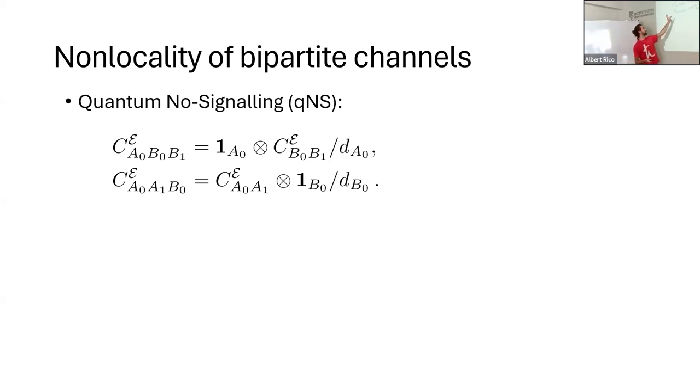Basically, it means that the partial gain of the train matrix, the right part of the train matrix, increasing now to a V0, which is the input of Bob, has to be identity on Alice's side, in the input of Alice's. And same for the output of Bob, it has to be identity in the input of Bob, meaning that Alice cannot signal to Bob, and Bob cannot signal to Alice. This is called the matching.